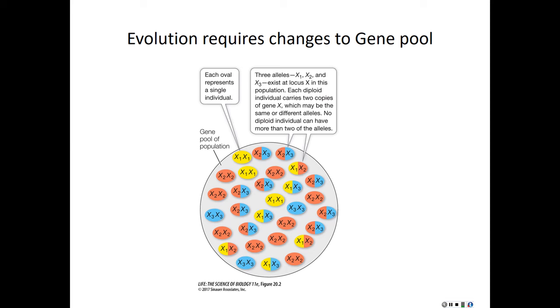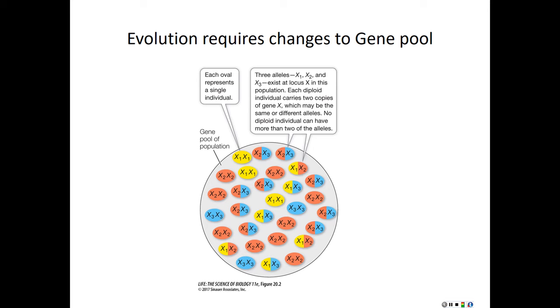All alleles of all genes of all population. And so for evolution to occur, we have to have changes to the gene pool.